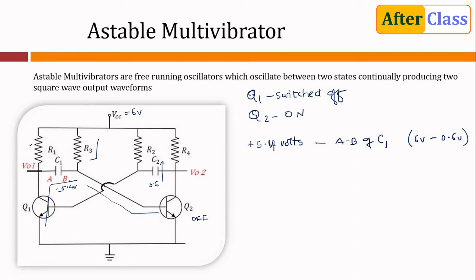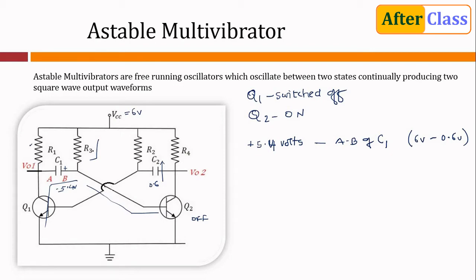Thus the base of transistor Q2 is now moving towards a positive direction. The voltage at this plate is going to build up, rising towards a value of VCC with a time constant equal to R3 and C1. This product of C1 and R3 will decide the timing intervals.